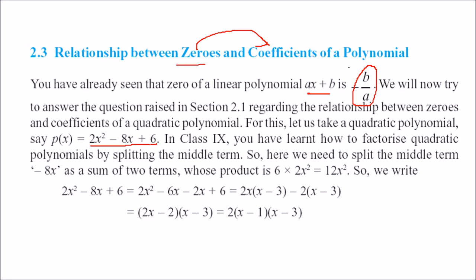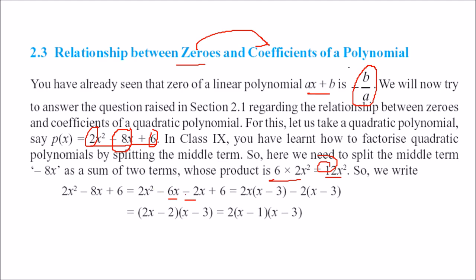If we take this as an example, then we can find out the factors of this equation. How are you going to find out? This minus 8x is represented in terms of this 2x square and 6. So 6 and 2x square gives 12x square, and 12x square can be written as 6x times 2x, so minus 6x and minus 2x actually gives minus 8x.